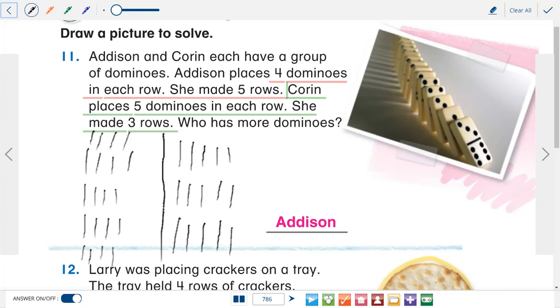So who has more dominoes? Let's count. 1, 2, 3, 4, 5, 6, 7, 8, 9, 10, 11, 12, 13, 14, 15. So Corinne has, yes, 15 pieces. Now Addison: 1, 2, 3, up to 20. So who has more pieces? Addison or Corinne? Addison, yes, excellent.